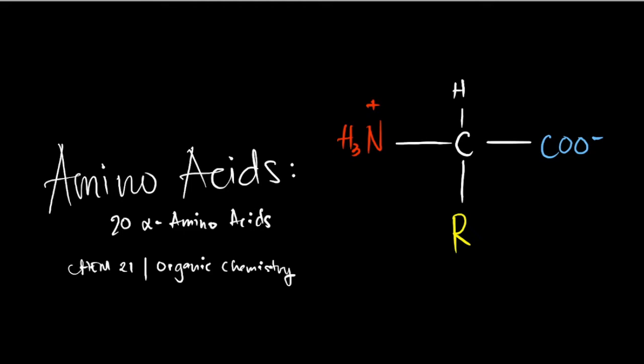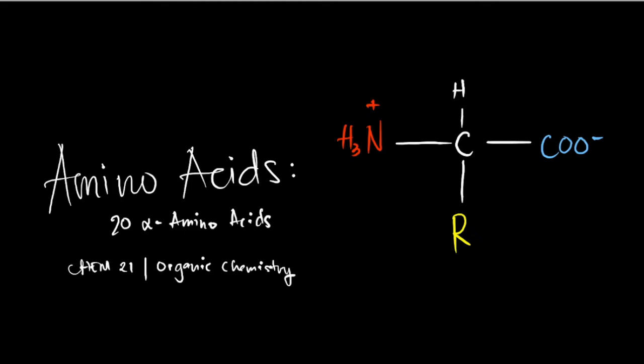And for today, we will be starting to discuss the last topic for our Chem 21 Organic Chemistry. For today, we will be talking about amino acids. And by its name itself, amino acid. An amino acid is actually an organic compound that contains both an amino group, or our NH3, and also our carboxyl group, our COOH.